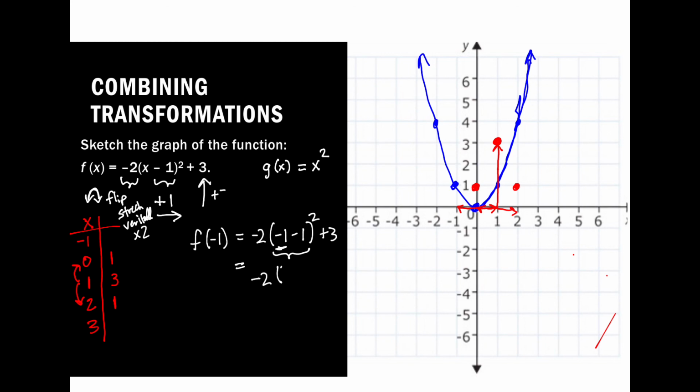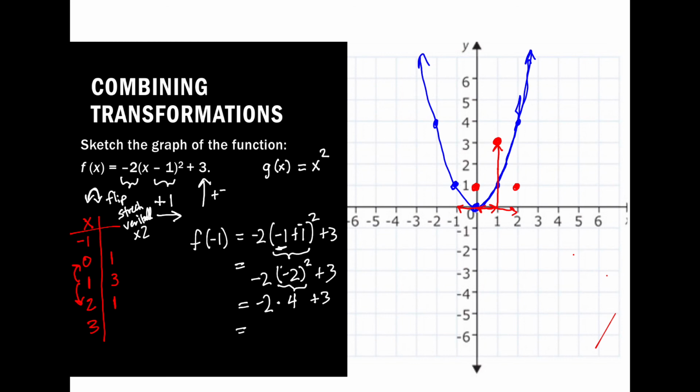Negative 1 minus 1 is the same as negative 1 plus negative 1, which is negative 2 squared. Notice that I'm just taking it one step at a time. It's because I don't want to mess this up. That means I have to go back and fix it later on. So the more steps I'm taking, the better. Negative 2 squared is 4. And so that's 4 times negative 2 plus 3.